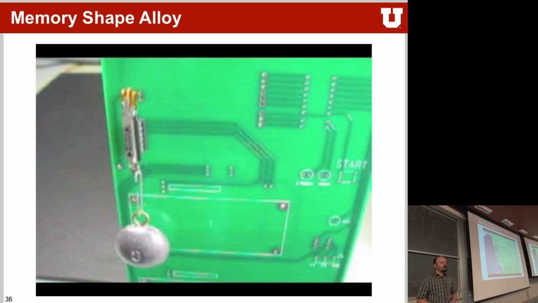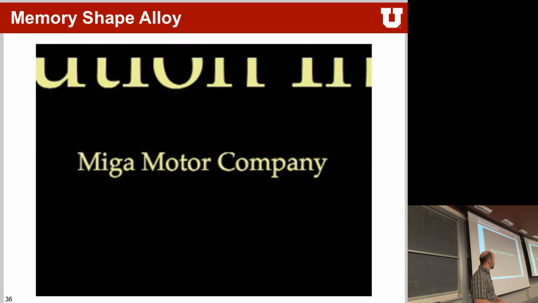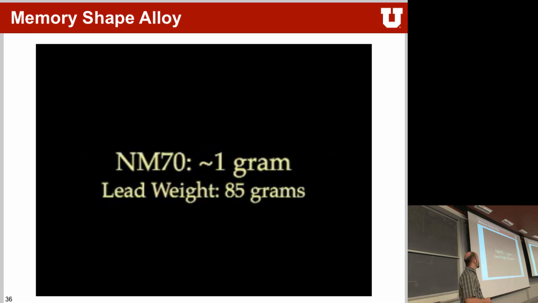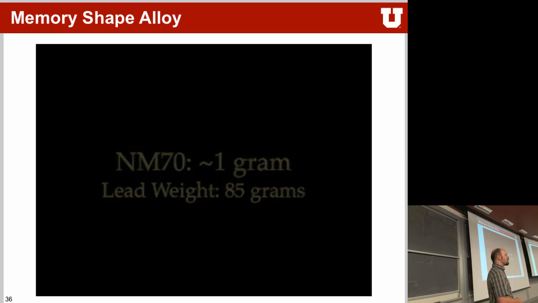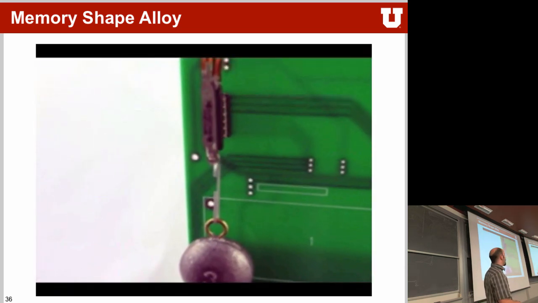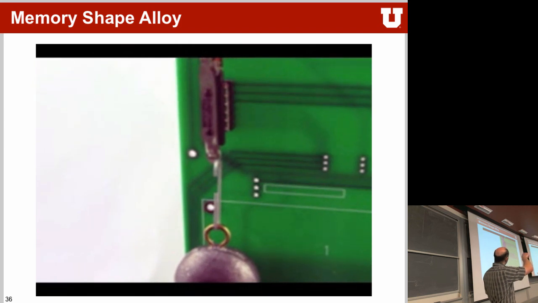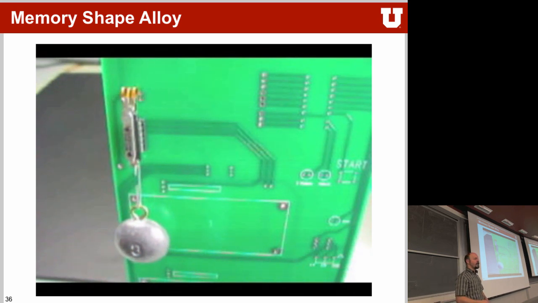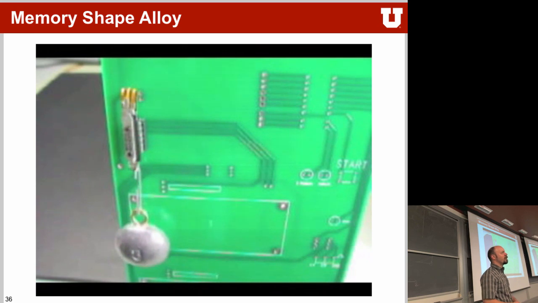But there are some really cool actuators out there these days. For example, in this case, this is a memory shape alloy. This little thing, an NM70 actuator, weighs 1 gram, but it can lift up to 85 grams, so 85 times its own weight. It's this little thing up here. Using power, you can actuate it, and it can actually lift 85 grams, even though it weighs only 1 gram itself. It's kind of a cool little device. Of course, it does this only because it draws a lot of power to actually lift this thing up there.